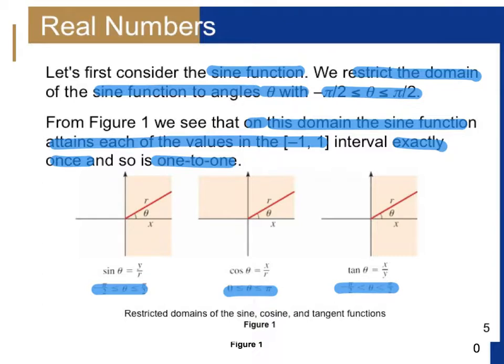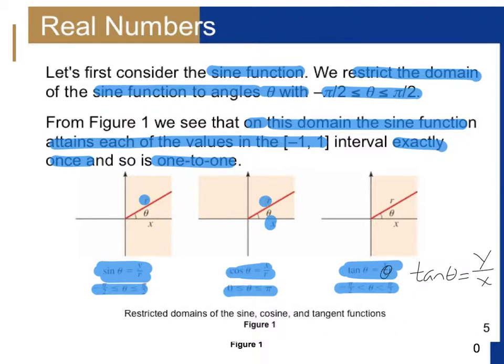Remember our sine is y over r. We're talking about radius, right? Instead of looking at a circle of radius 1, maybe of radius r. Our cosine is x over r, and our tangent is y over x. Let me correct that. Tangent is sine over cosine, so that would be y over x, not x over y. So scratch that.